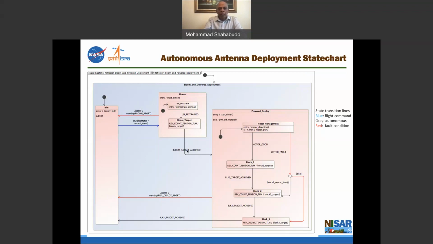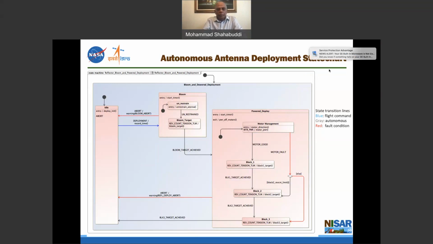So considering everything went fine with the bloom state, we are now in power deploy. We start the timer to be in this particular state for a duration of time. In case things don't work out, then it is going to do an abort after the timer expires.